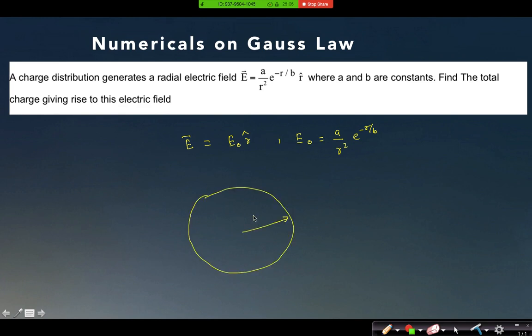If I ask you to find the charge inside the radius R, what I will do, I will integrate E dot ds through this spherical surface of radius R. Yes or no? And I will say that is q inside by epsilon naught. Now answer this question: on every point on this surface, is the magnitude of electric field constant or not?